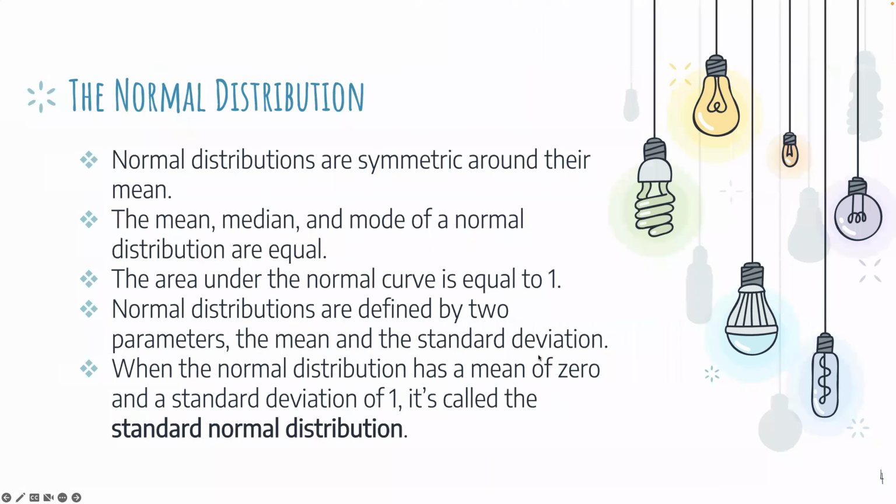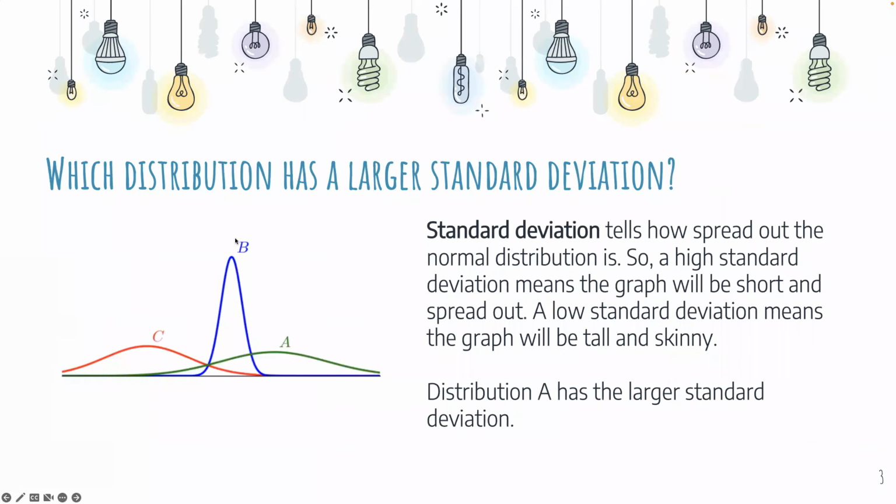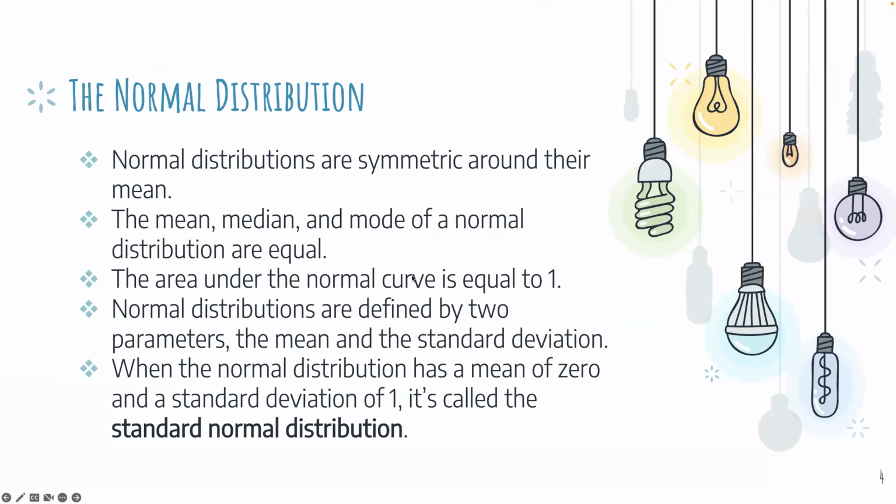Normal distributions are symmetric around the mean. That means that if we go back here and draw a line in here, that's going to be the line of symmetry that goes through the mean. The mean, median, and mode of a normal distribution are equal. Remember that when you have a distribution that is skewed, the mean is going to go towards the tail. So the mean is larger or smaller than the median, depending on where your tail is going.